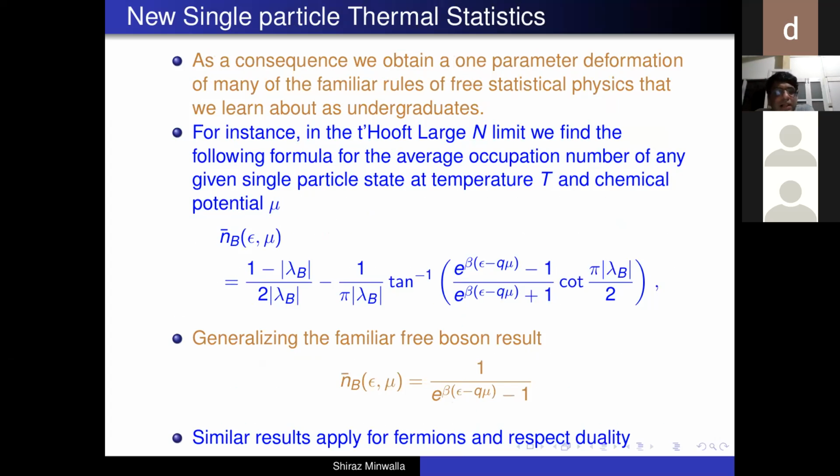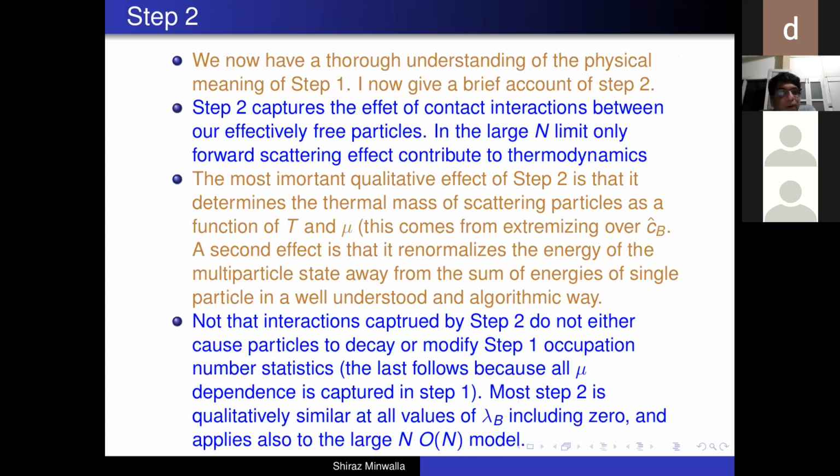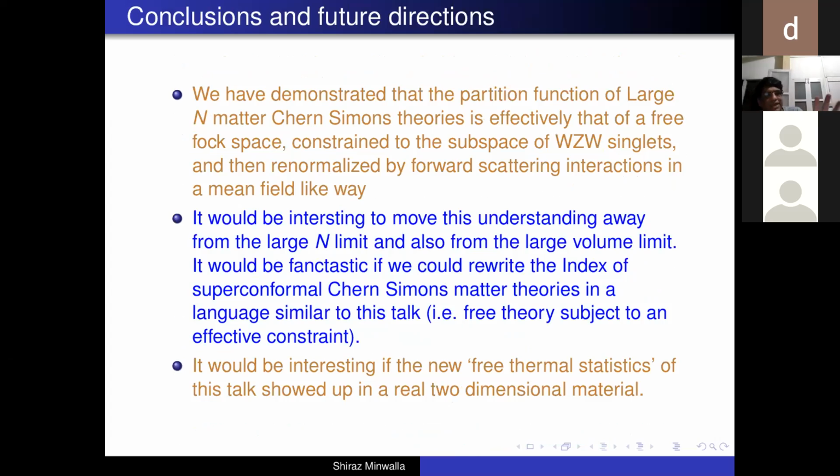Okay, I spent the whole talk on part one, step one. I had some things to say about step two, but very little because it's the uglier part. So let me skip that and go on to the conclusions and future directions. The conclusions are that we've demonstrated that the partition function of large N Matter-Chern-Simons theories is effectively that of free Fock space constrained to the subspace of Wess-Zumino-Witten singlets, with energies of these states renormalized by forward scattering interactions in a mean field like way. This was step two that I didn't have the time to tell.